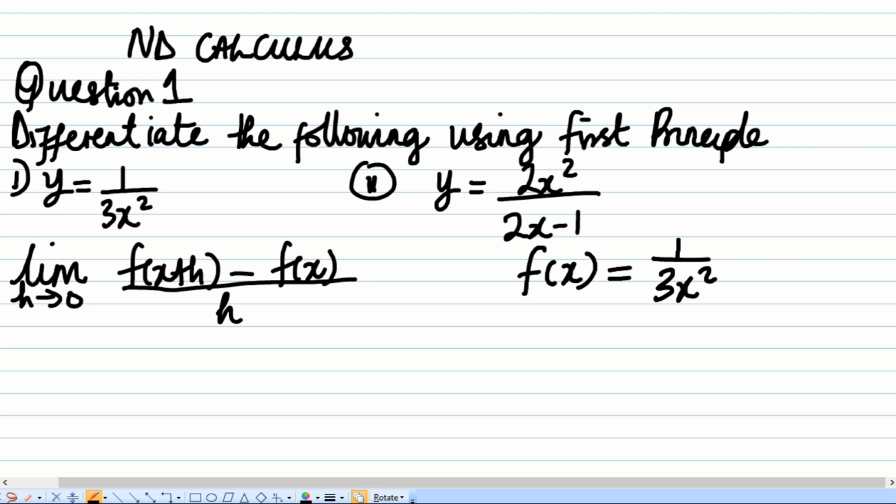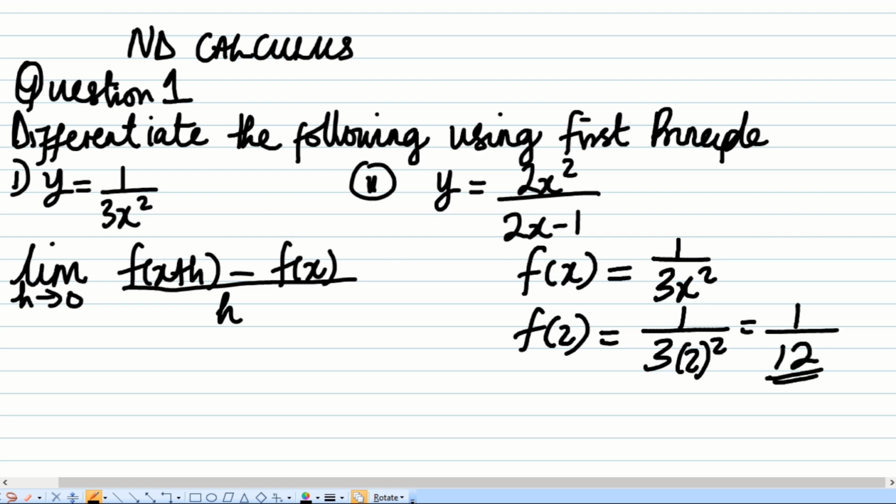Just to add more perspective, what happens to y when x is 2 is now written as f of 2 is equal to 1 over 3, and instead of x, we're saying x is 2. So this will be 2 squared, which is 4, and then 4 times 3 is 12, meaning that when x is 2, y will be 12.